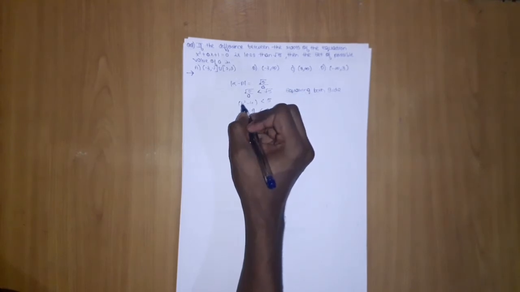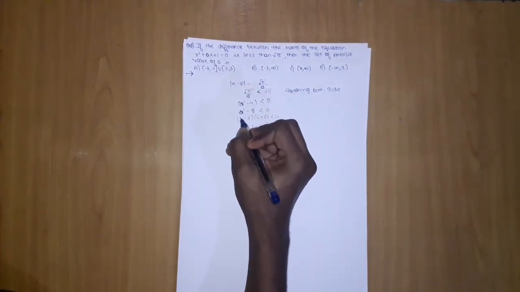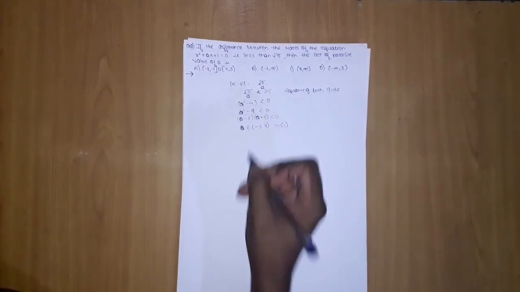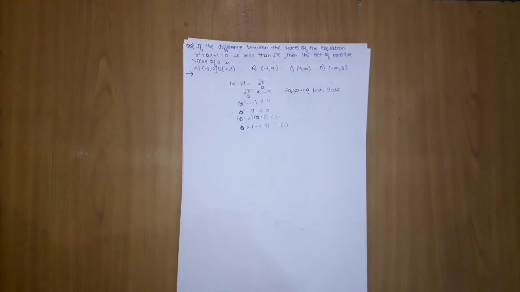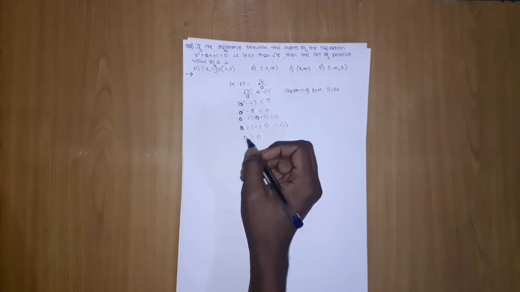Sorry, this is a, I have written b for the whole time. A belongs to, now let's check the D condition. D should be greater than or equal to 0 as it has two roots.